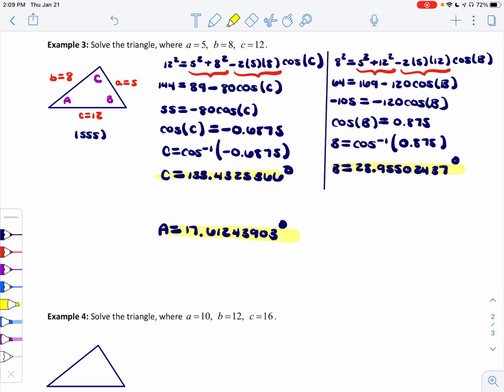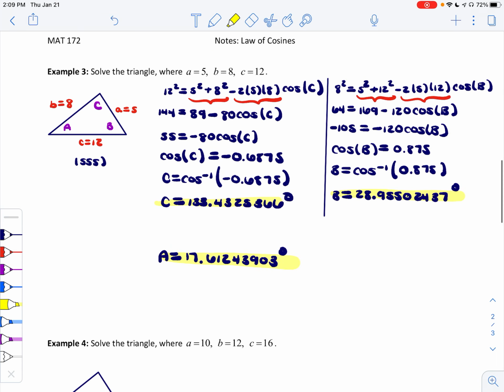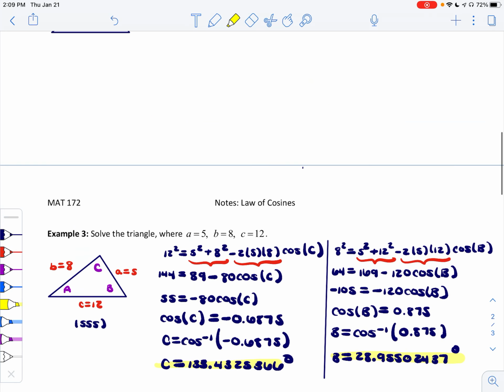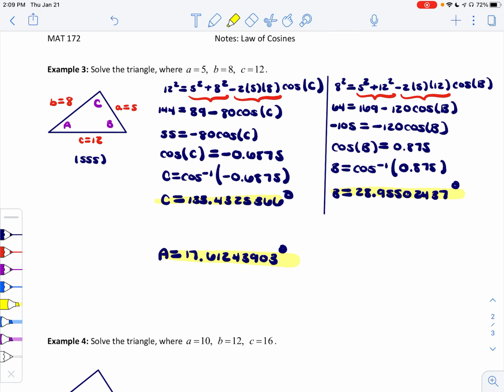All right, so those are our answers. That's pretty much it for the law of cosines. I'll post a few more worked out examples in Blackboard. I'll post the rest of this handout worked out, but that is it for our videos. So keep working through these examples, check them with the notes that are posted on Blackboard, and then move on to your homework.